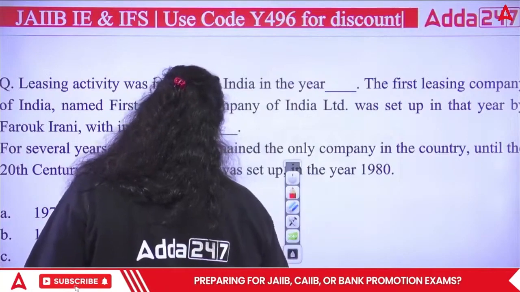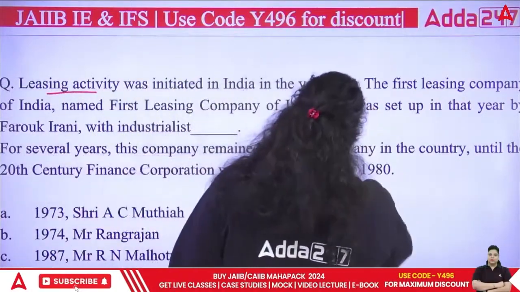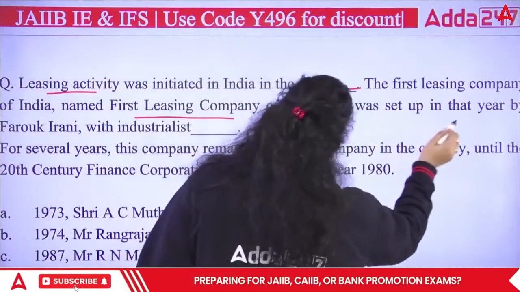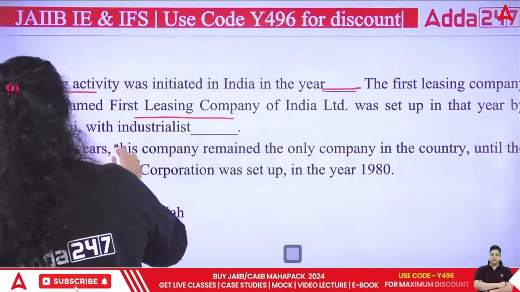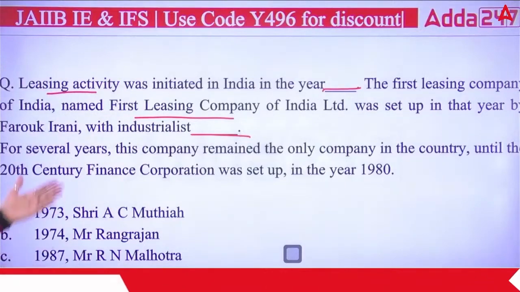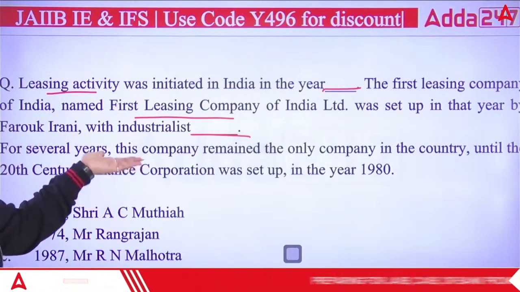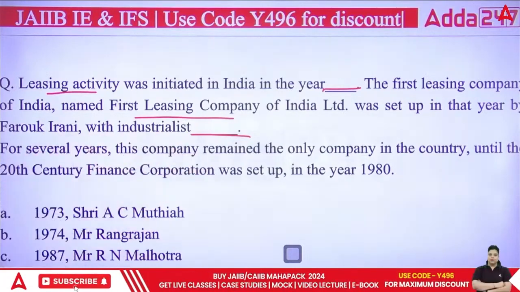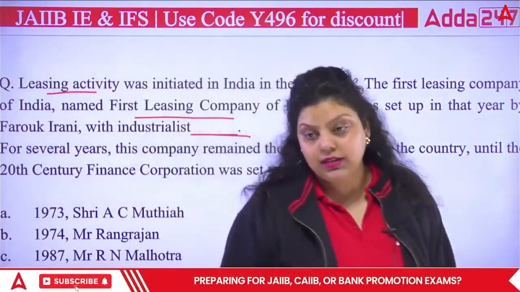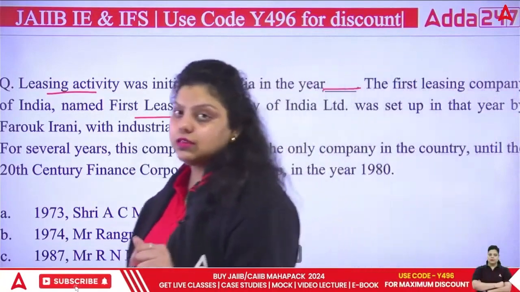Okay, so the first question: leasing activity was initiated in India in the year dash. The first leasing company of India, named First Leasing Company of India Limited, was set up in that year by Farooq Irani with industrialist dash. You have to answer the name of the industrialist. For several years, this company remained the only company in the country until the 20th Century Finance Corporation was set up in the year 1980. So you have to answer in which year leasing activity was started in India, and with which industrialist it was started.